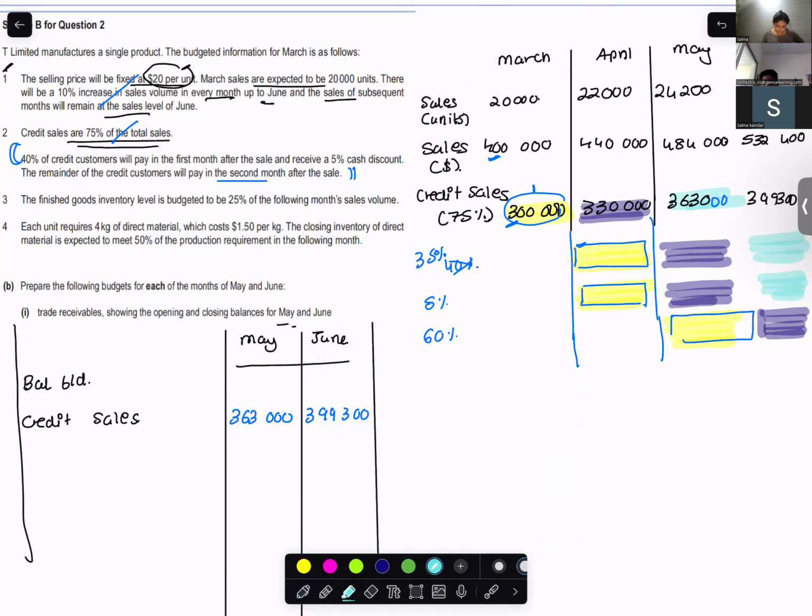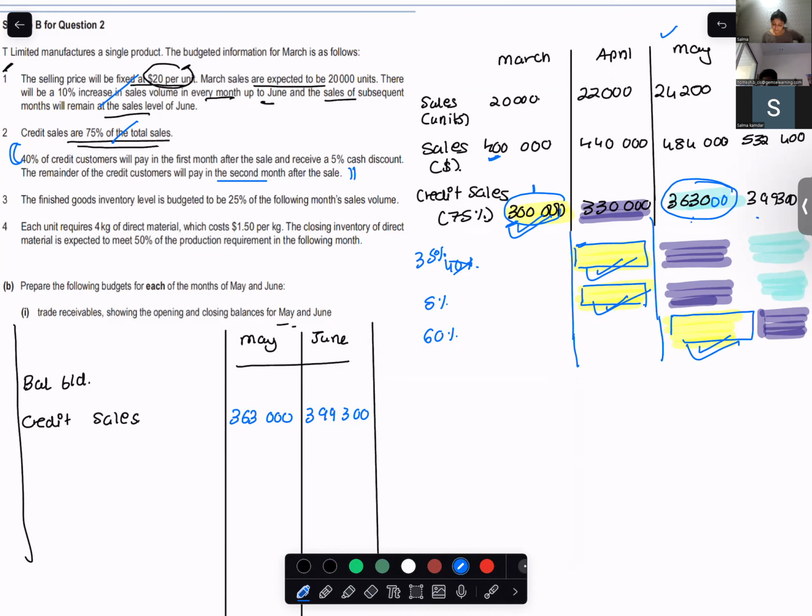July. Yeah. So when I am talking about the opening balance of May and June, I want the opening balance of my trade receivables. This money I will receive entirely in the month of May.